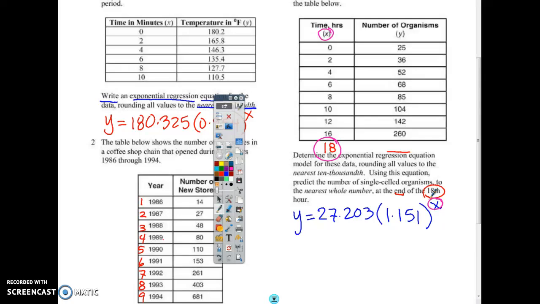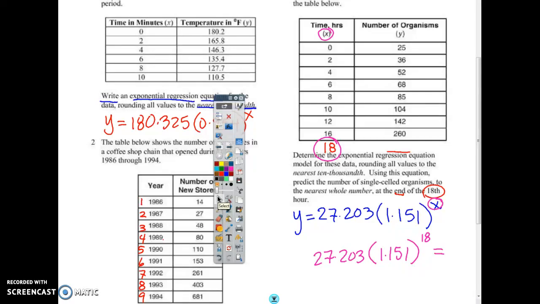So you can either type it in the TI calculator, in the decimals calculator, I don't care in which calculator, but you're going to type 27.203, parentheses 1.151, close parentheses to the power of 18, and see what that gives you, because that's going to be the answer at 18 hours. Make sure that you round to the thousandths place, and just keep going, do the same thing for all of these problems. Now I want you to remember something, okay?